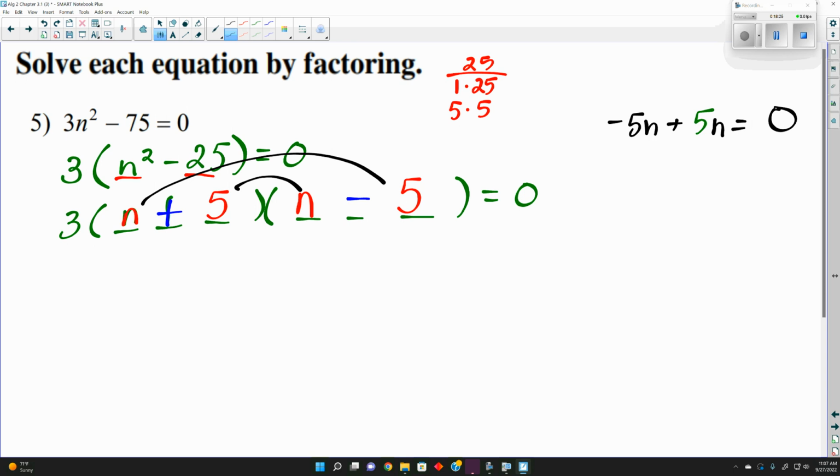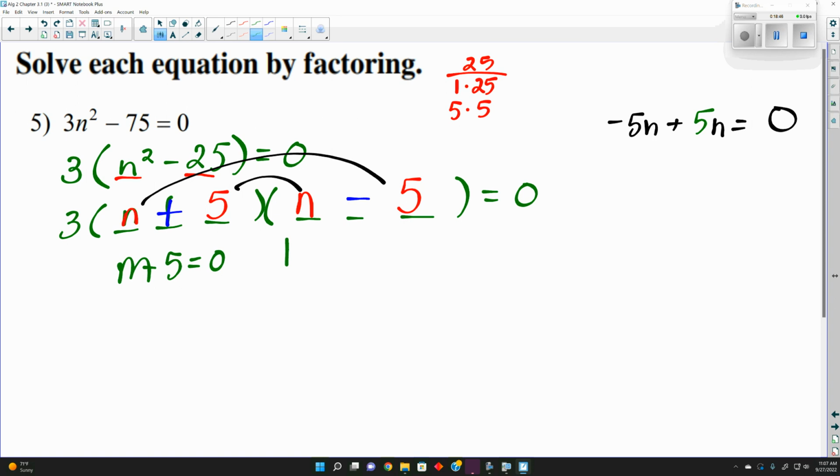So do we have a middle term? No, so that means the middle term is 0. So that is the correct set of factors. And technically, the n squared minus 25 is something we call a difference of perfect squares. And we'll go into those more tomorrow. But what it's telling us is that these are the correct factors.